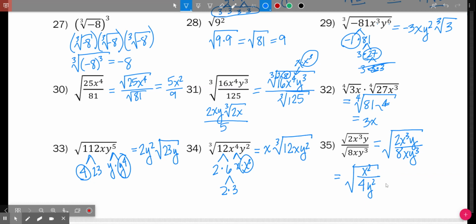So now all of these are perfect squares. The square root of x squared is x, the square root of 4 is 2, and the square root of y squared is y.